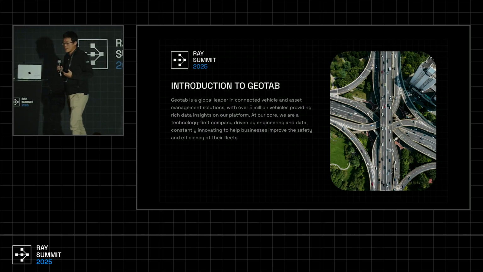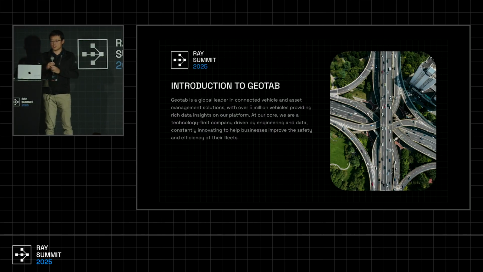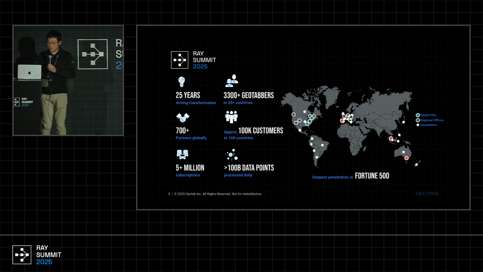We are a technical-driven company where we have a lot of engineering culture and data-driven culture as well. We help to optimize the safety side of things for all the fleet truck drivers. As a bit of overview on the company, we are celebrating our 25th anniversary this year. We have over 3,300 Geotabers, 700 partners globally, and over 100,000 customers across 160 countries. We have over 5 million device subscriptions. That means we have 5 million devices running on the road, and about 100 billion data points collected on a daily basis.